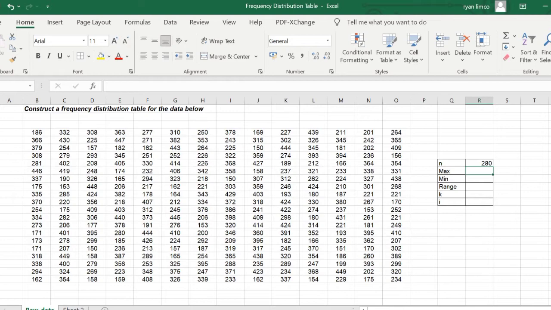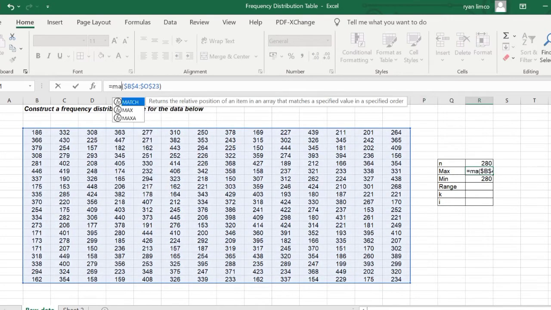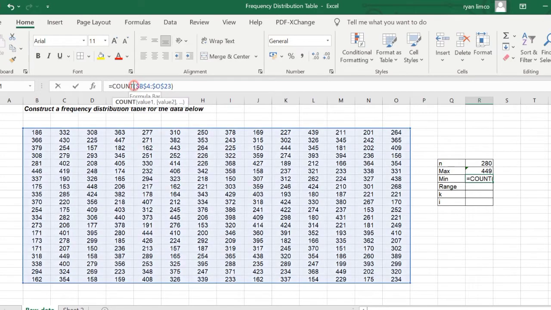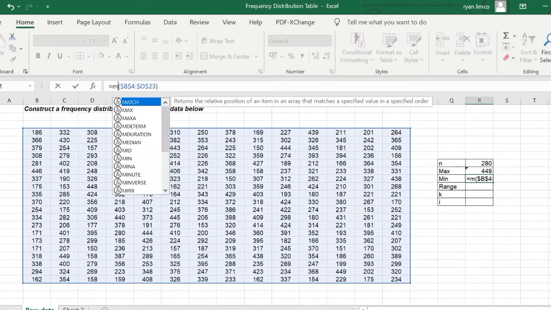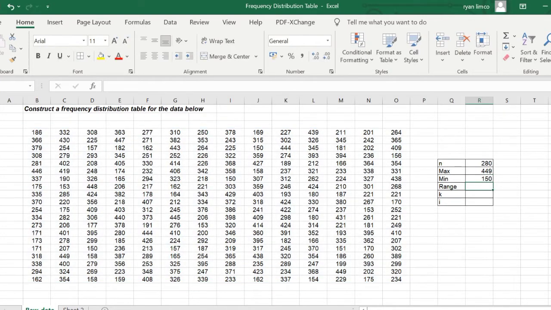For the maximum value, yung formula natin kanina, i-drag lang natin siya pababa hanggang dito kay minimum. So, i-edit lang natin yung formula natin. Si count, papalitan natin dito ng max, and that's 449. And for the minimum, papalitan lang natin dito ng min. So that's 150. So si range is just the difference between the maximum and the minimum. So ima-minus lang natin siya.